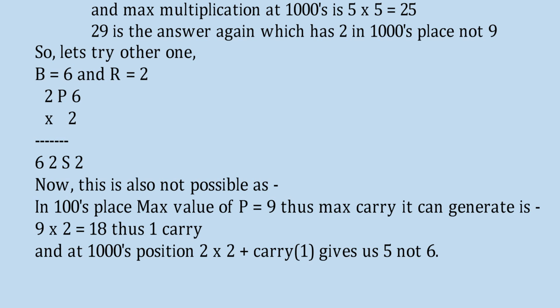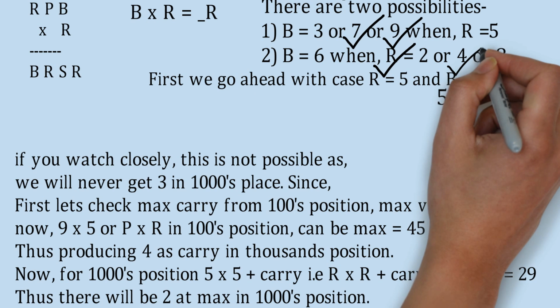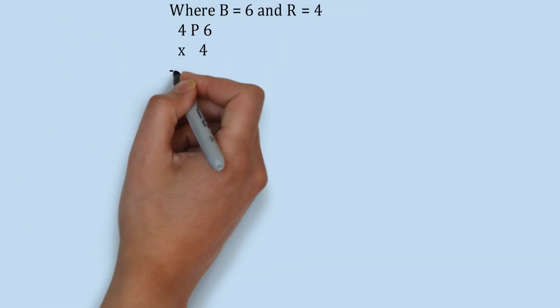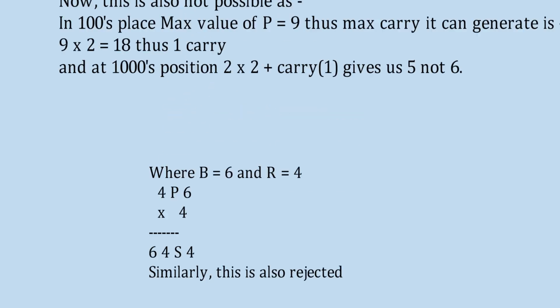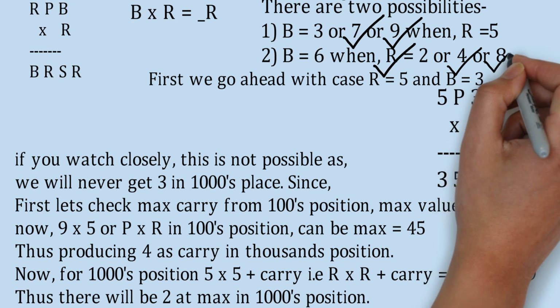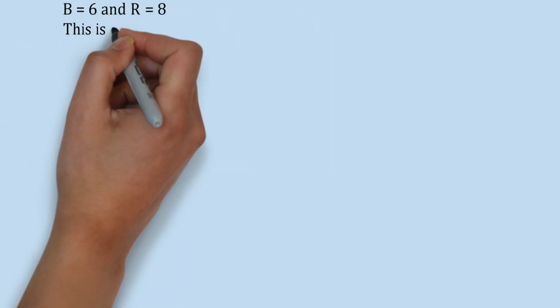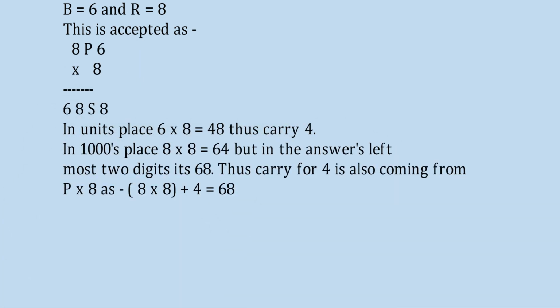Let's check for the second. When b equal to 6 and r equal to 4. So it becomes 4p6 into 4 gives 64x4. On similar grounds, this case is also rejected, because the thousandth digit is not possible. So when r equal to 8 and b equal to 6, we have 8p6 into 8 gives 6868s8. So here, if you see, this case has some possibility.